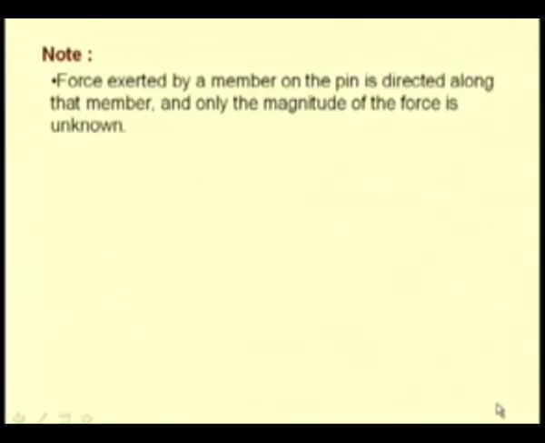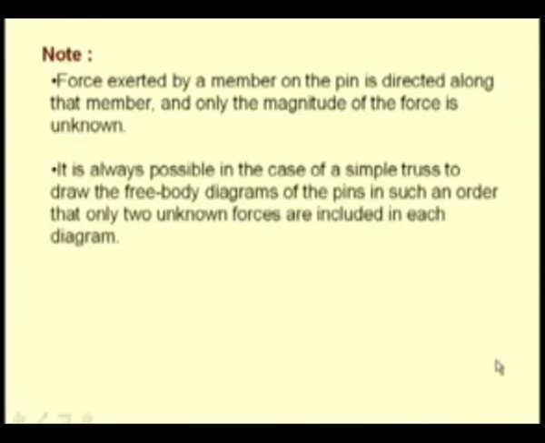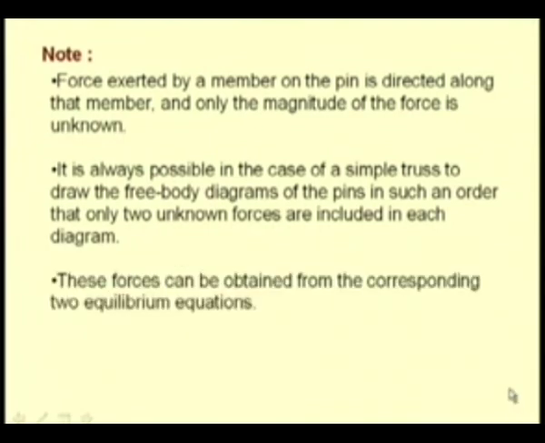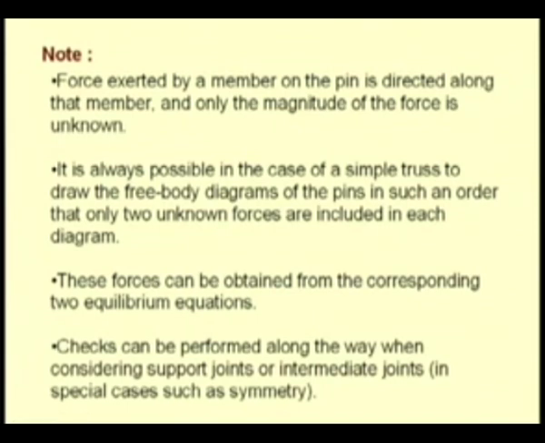Few more points to be noted are that if the geometry of the truss is known, then the direction of all the internal forces, that is the forces that exist in each of the members, is also known. Only the magnitude of those forces is unknown. And in case of simple trusses, it is possible to draw the free body diagrams of the joints such that at any instant we only have 2 unknowns. So, we do not need to solve simultaneous equations, rather we can solve only 2 unknowns at a time from the equations of each free body diagram. The forces can be obtained from these equations, and one can also perform checks as we proceed.